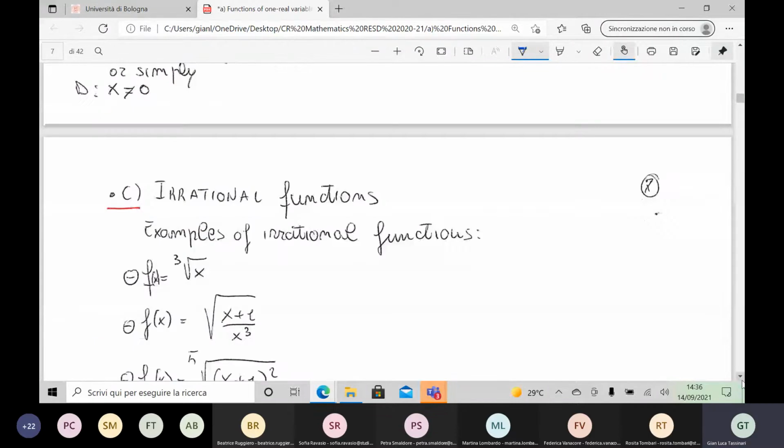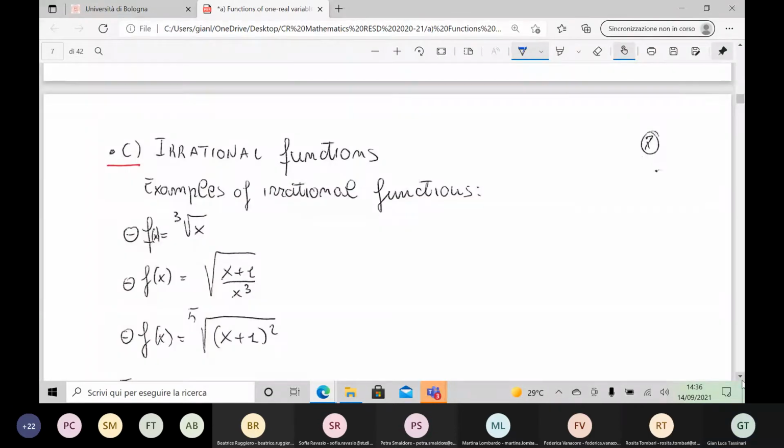So for the moment, we saw two kinds of function. We saw polynomial functions, and among them three special cases: the straight line, the parabola, so linear and quadratic functions, and also power functions with positive integer exponent. Then we saw rational functions, which are ratios of two polynomial functions, and a very specific special case, represented again by power functions with negative integer exponent.